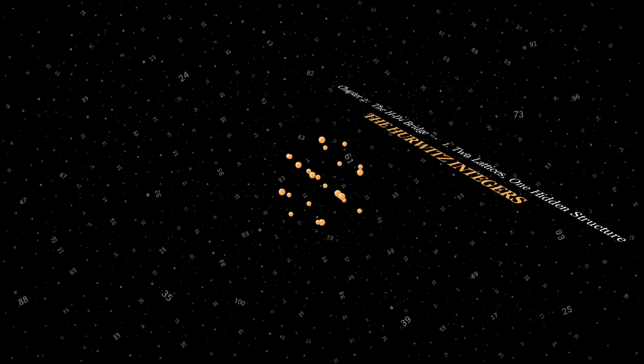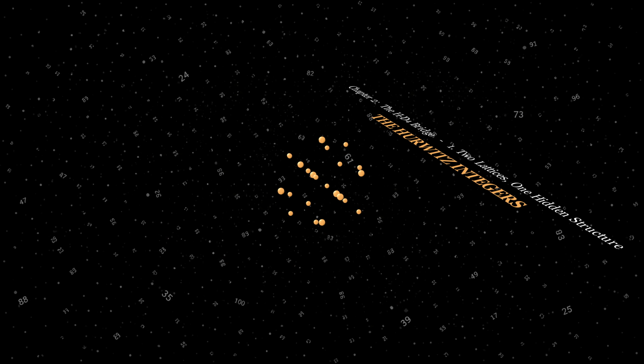Consider the Hurwitz integers. They are points in 4-dimensional space whose coordinates are either all integers or all half integers. Together, these points form a remarkably symmetric 4-dimensional lattice. Now consider another familiar object, the D4 lattice. Its points have integer coordinates, but with one additional condition. The sum of the 4 coordinates must be even.